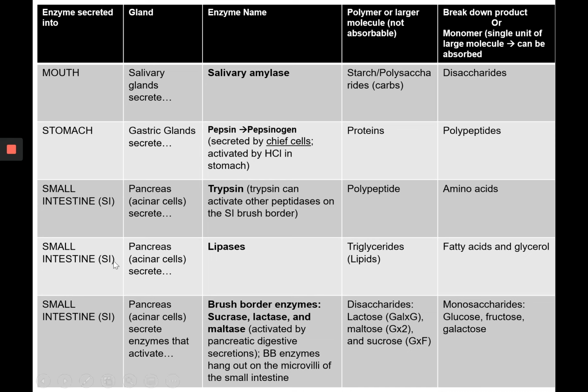And then last but not least, the small intestine receives lipases from the pancreas, specifically the acinar cells of the pancreas, and that breaks down triglycerides, which is a lipid, into its monomers fatty acid and glycerol. The complete breakdown process would include bile salts, and that pre-treatment step was called emulsification.